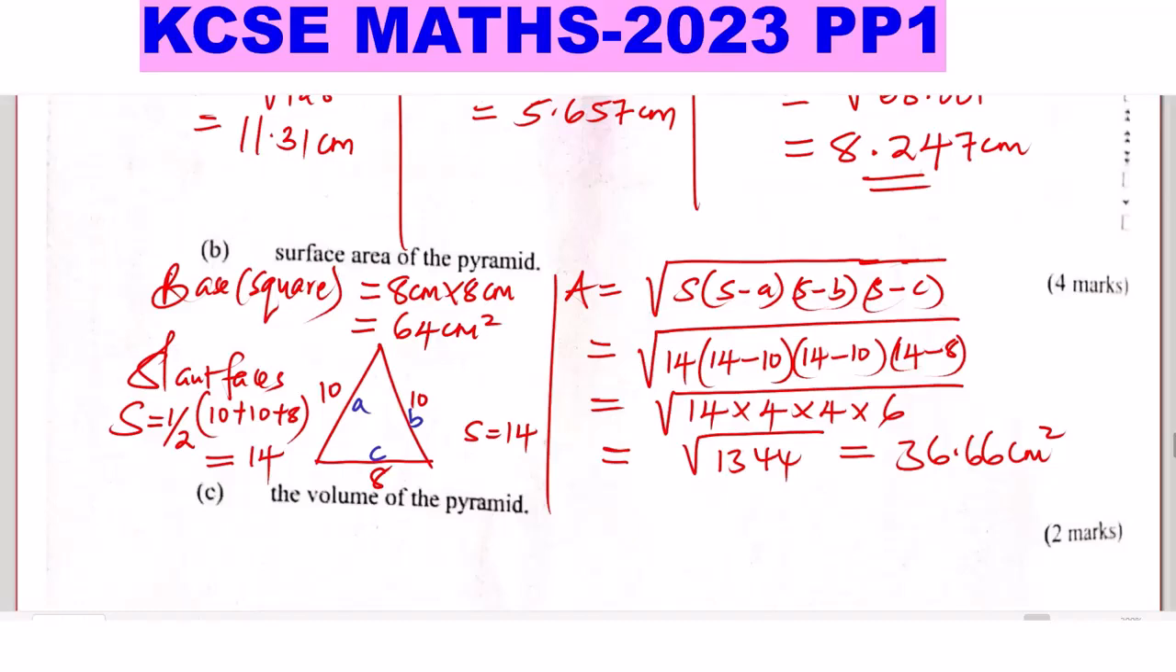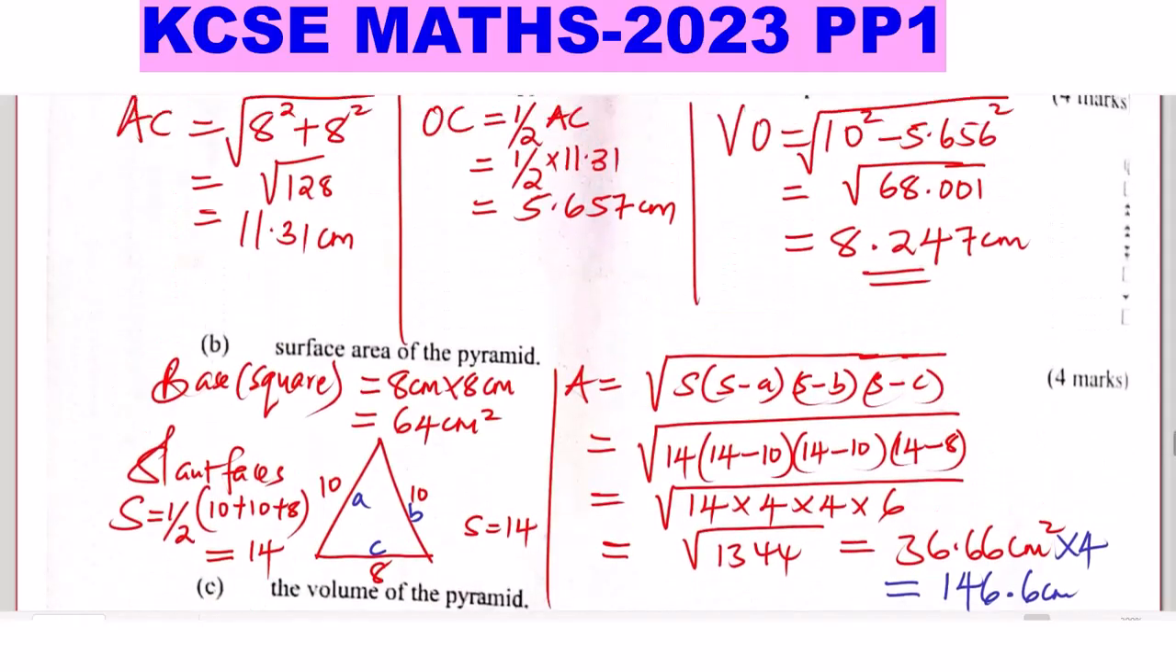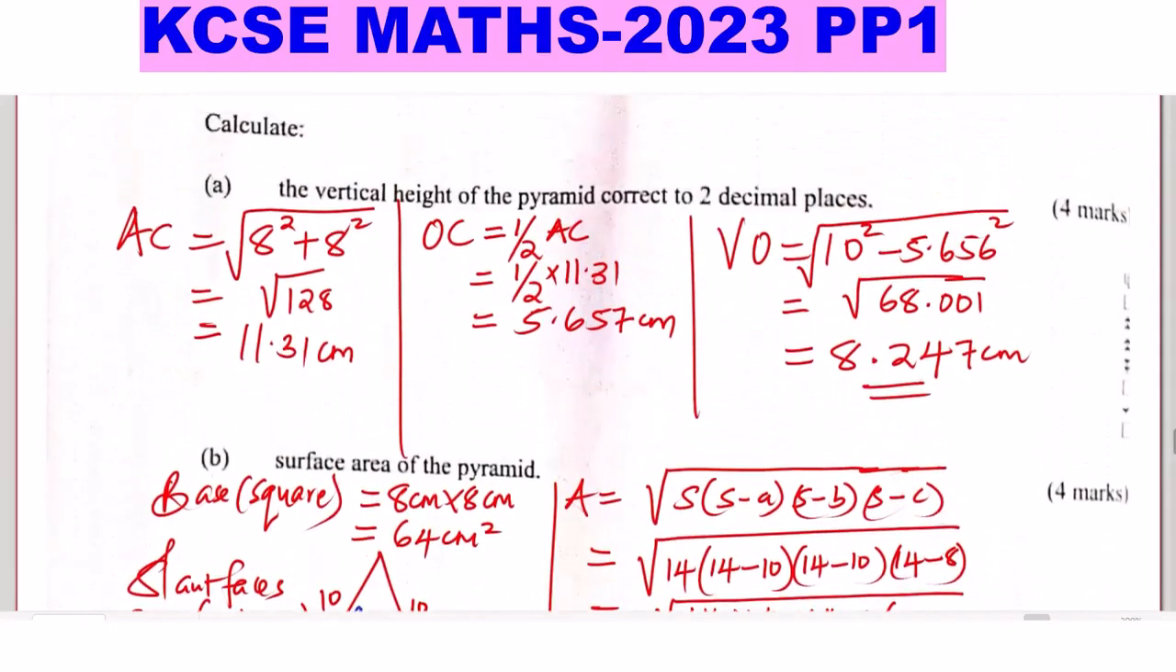To get all of them, because there are 4, we simply multiply this one by 4. When you multiply by 4, we get 146.6.